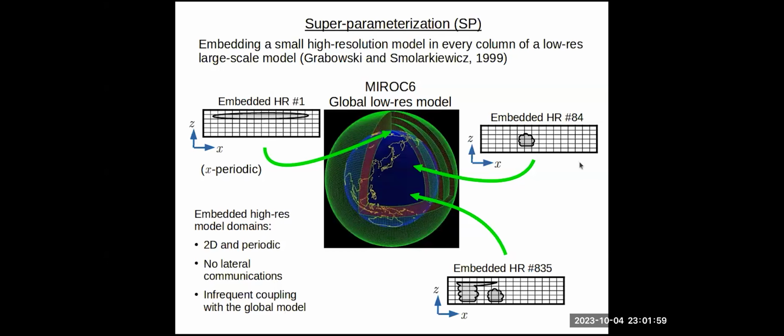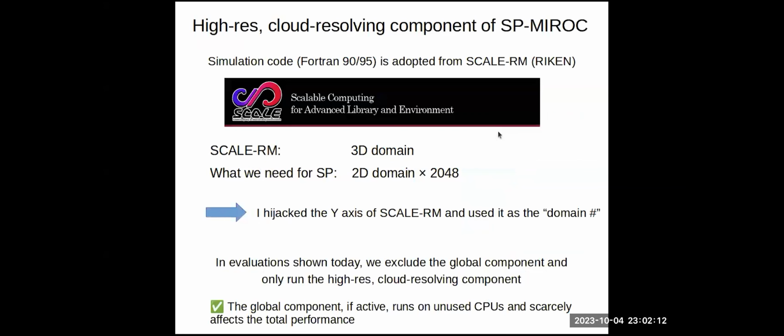And here we need a large number of vertical two-dimensional high-resolution atmospheric models solving the Navier-Stokes equation and radiative transfer, etc. We adopt an existing atmospheric model called ScaleRM, developed by the RIKEN Research Institute in Japan, as the high-resolution component of our model. The original ScaleRM model is designed for three-dimensional atmospheric simulation.